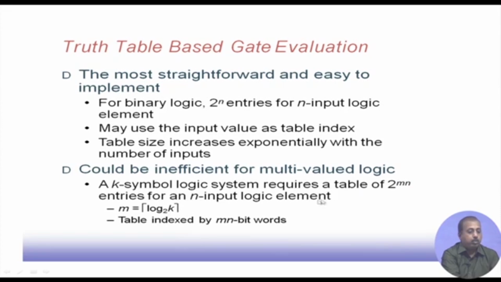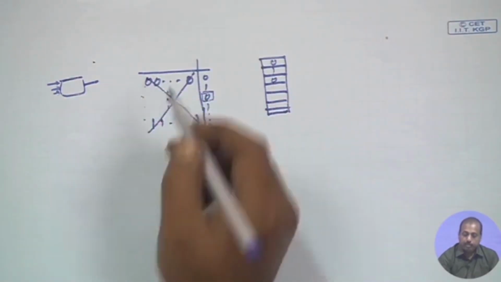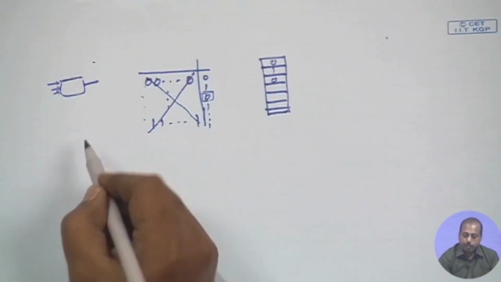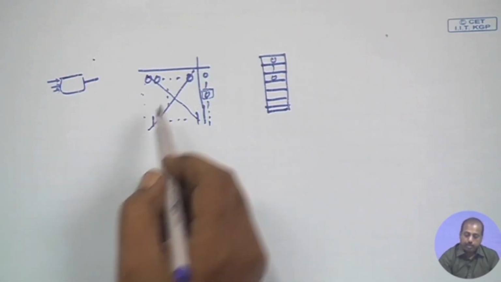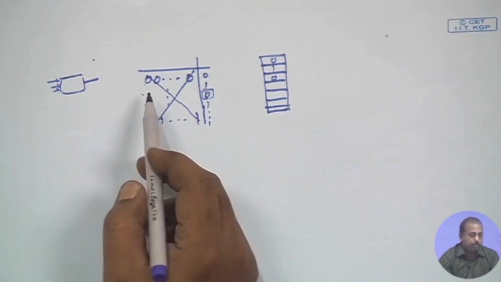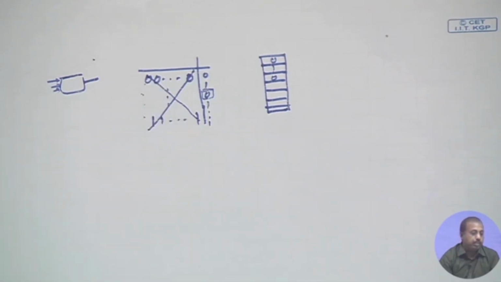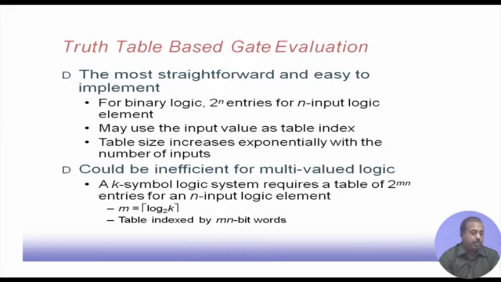So, our table has 2 power n entries, but in case of k symbols, if there are k different symbols, then each of the inputs can take any of those k values. As a result, my truth table size will become 2 power mn, where m is the log of k. So the index of the table has to be an mn-bit word, and it becomes more complex. Multi-valued logic representation in truth table format will be more complex.